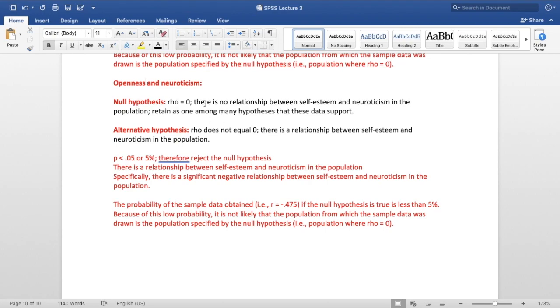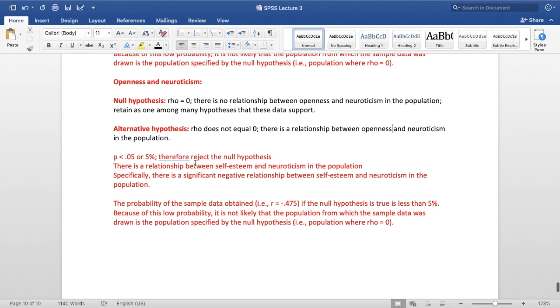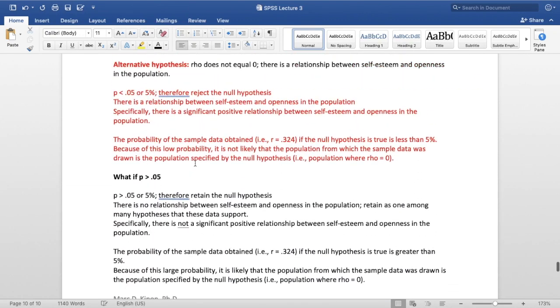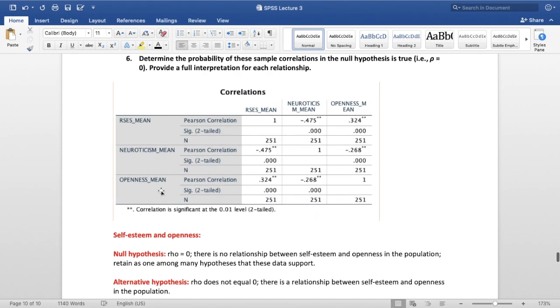Okay, perfect. So once again, we have our null hypothesis, rho equals 0. There's no relationship between openness and neuroticism in the population, retained as one among many hypotheses that these data support. The alternative hypothesis is rho does not equal 0. There's a relationship between openness and neuroticism in the population. Okay, so openness and neuroticism is going to be here.